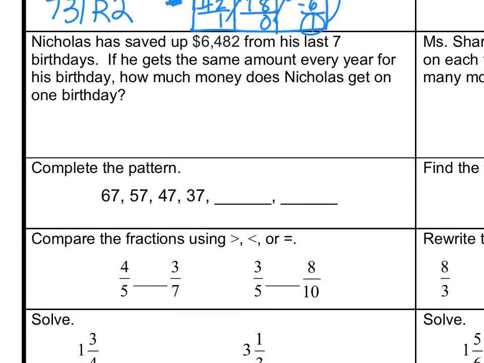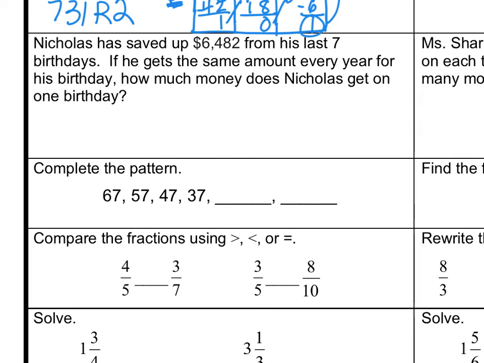All right, Nicholas has saved up $6,482 from his last 7 birthdays. Holy cow. If he gets the same amount every year for his birthday, how much money does Nicholas get on one birthday? I'm telling you what, he must have some rich relatives. I never got that much for my birthday, or anything for that matter.